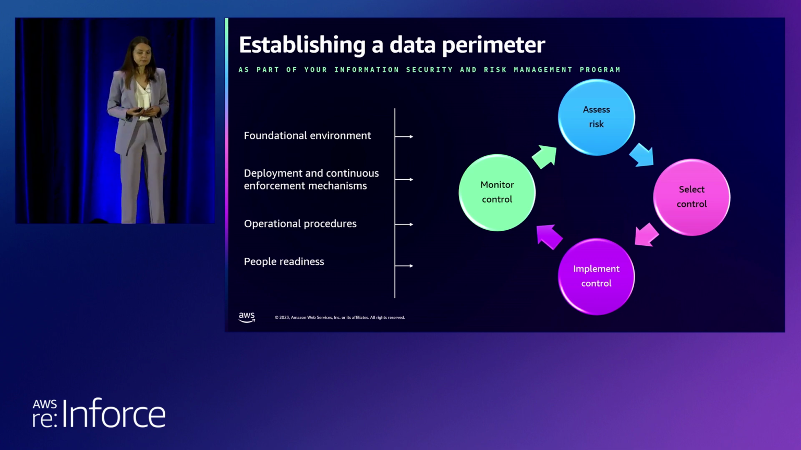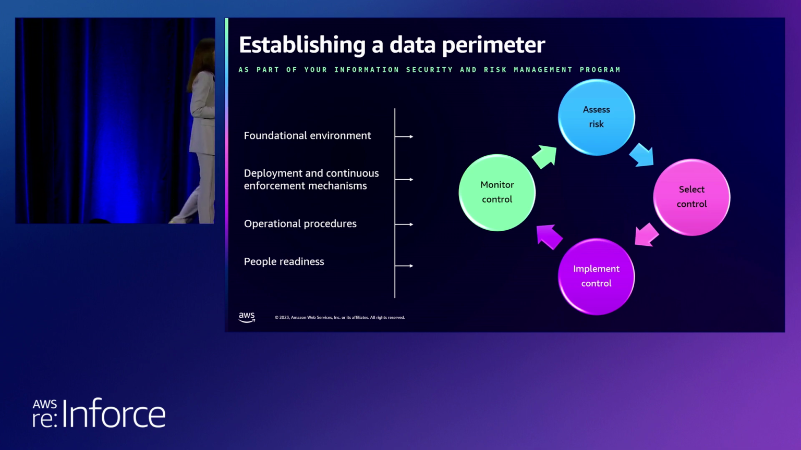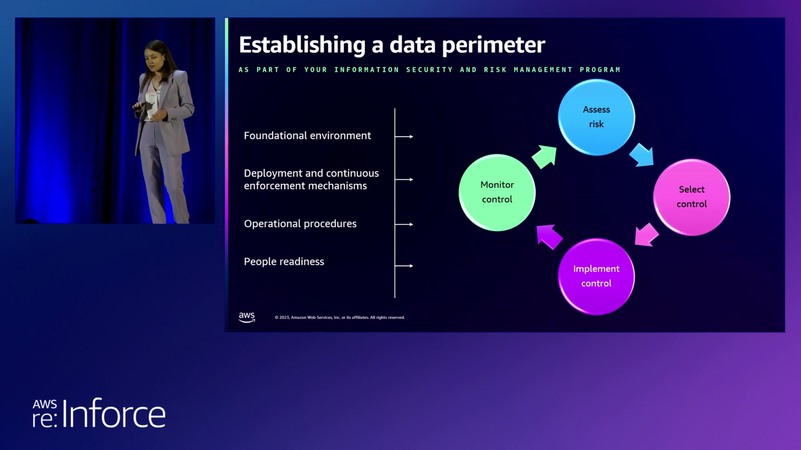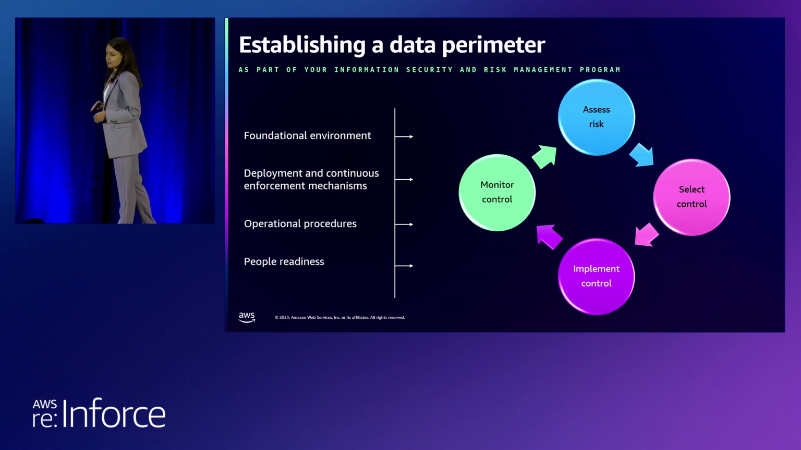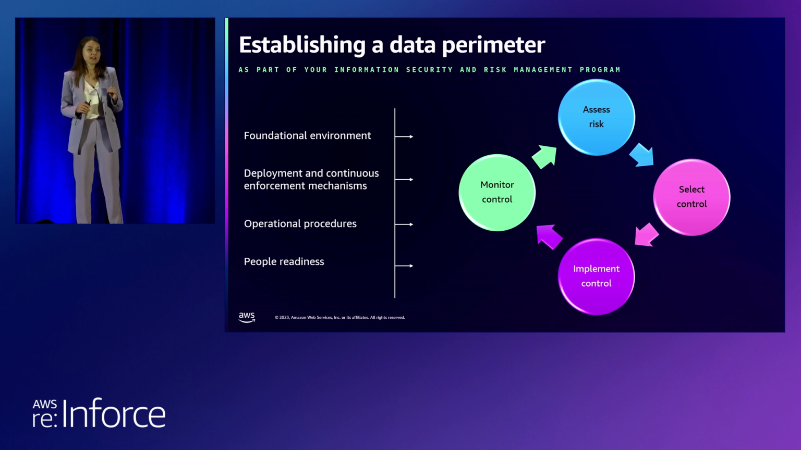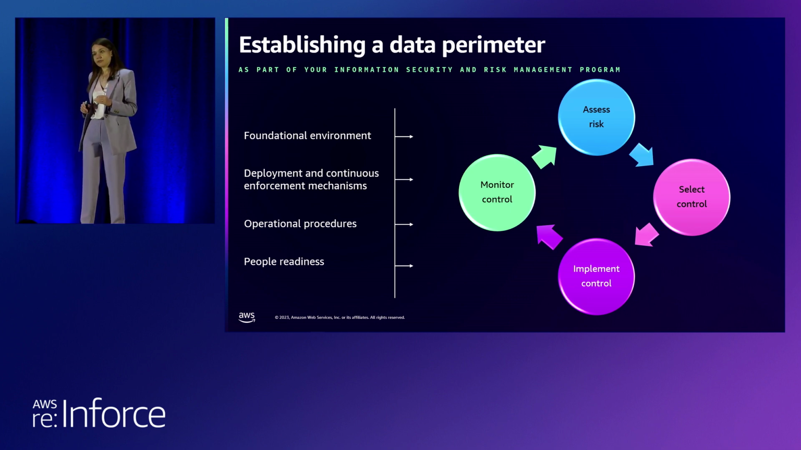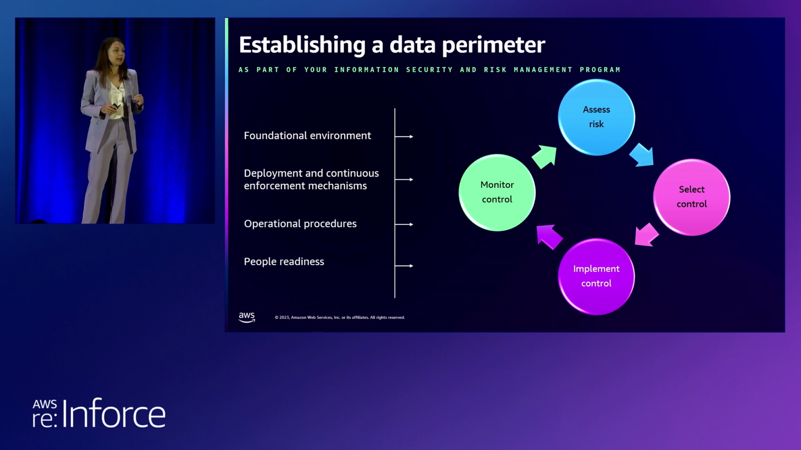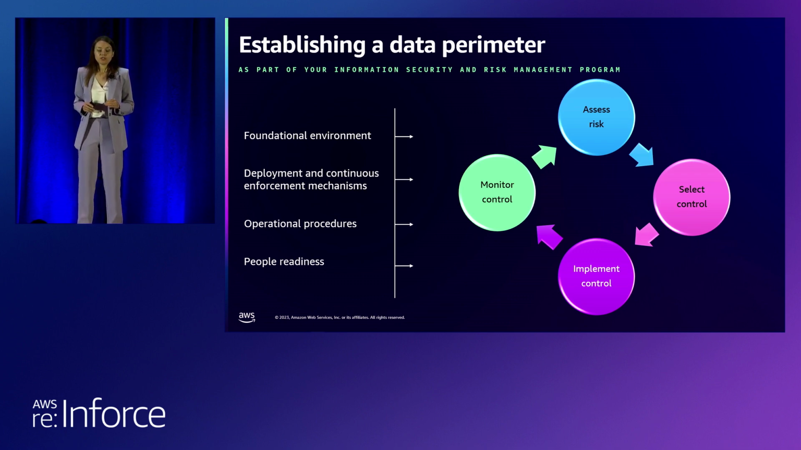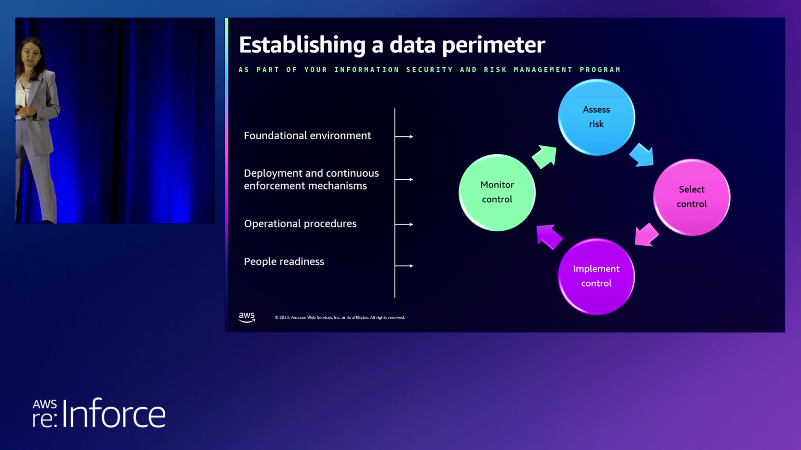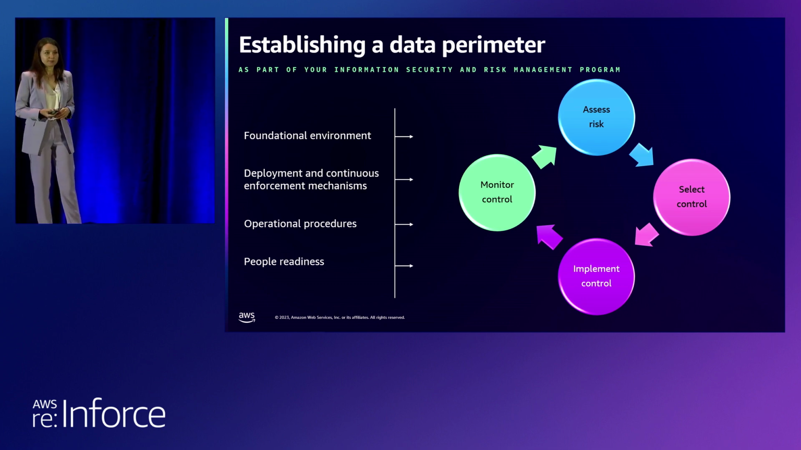So now I want to take a closer look at each of these 4 steps, starting with assessing the risk, where I will be uncovering specific security considerations that may warrant the implementation of data perimeters. You will be able to use that information to assess your own organization's need for implementation of specific data perimeter controls.